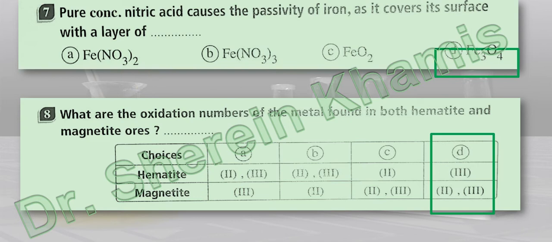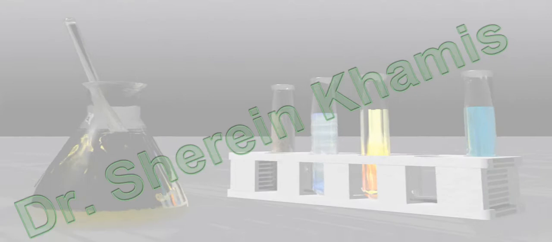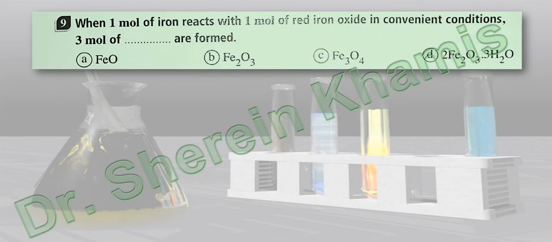We are going to solve a lot of exercises again. Let's go to question number 9. Question number 9 says that when 1 mole of iron reacts with 1 mole of red iron oxide in convenient conditions, 3 moles of what are formed? Do you think what we want to get? Here we have convenient conditions. Red iron oxide will form iron 2 oxide only.